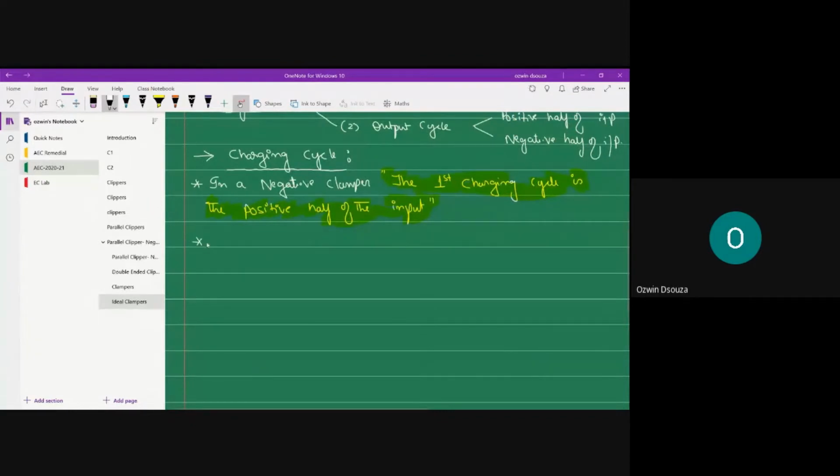So the capacitor gets charged during the very first negative half cycle of the input. Okay, negative half cycle of the input. So let us draw the equivalent circuit for the same. Okay, this is your capacitor. This is your diode.